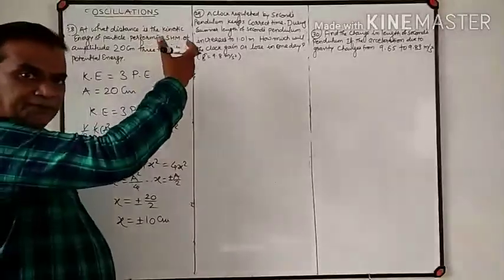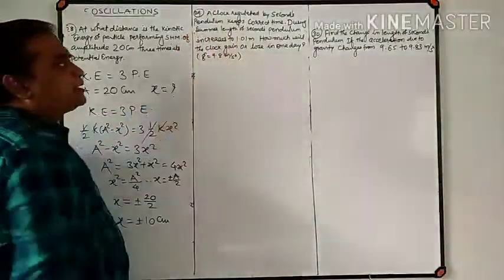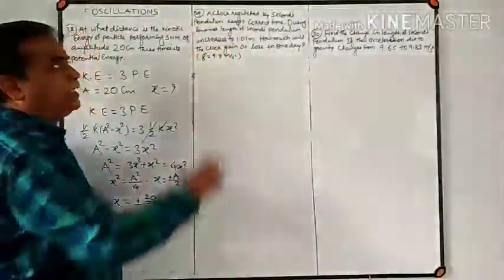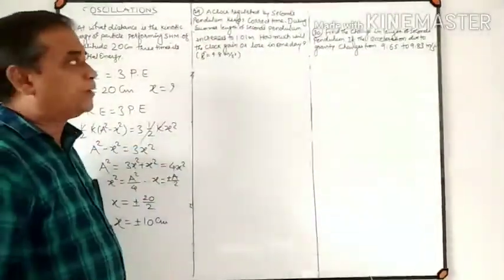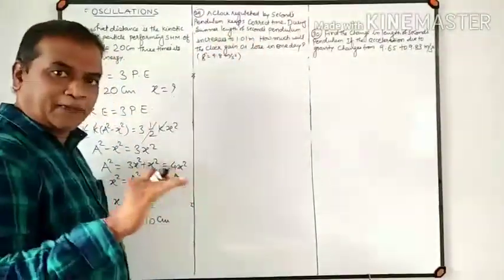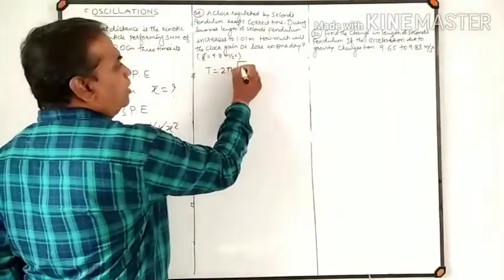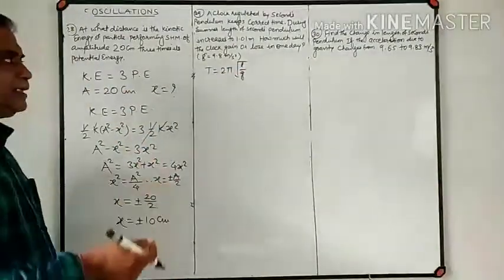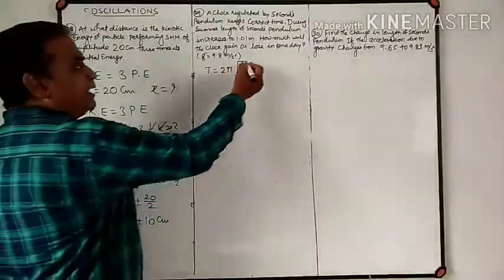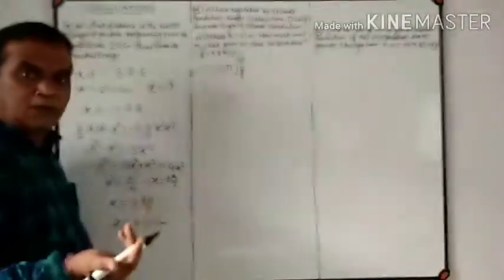Now the second question. Most of the time there was a problem in board exams: a clock regulated by a seconds pendulum keeps the correct time. Later during the summer, the length of the seconds pendulum increases to 1.01. Then how much time will the clock gain or lose in one day? Remember, time period of a simple pendulum is 2 pi under root of L divided by g. When length increases, time period increases, and there is a loss in time. So during the summer, the time period of the seconds pendulum will also increase.